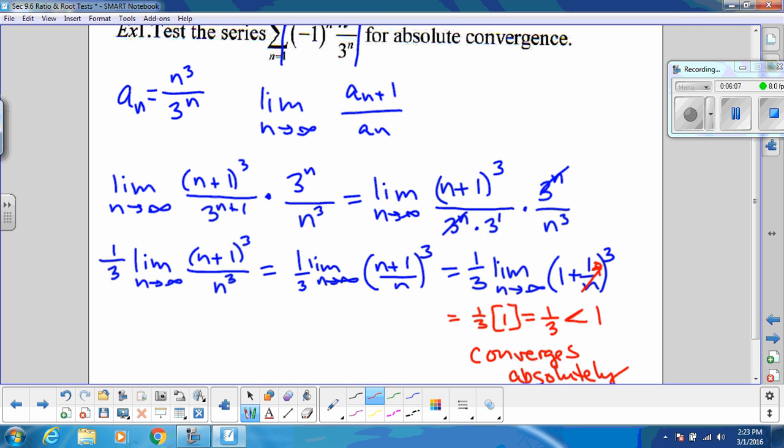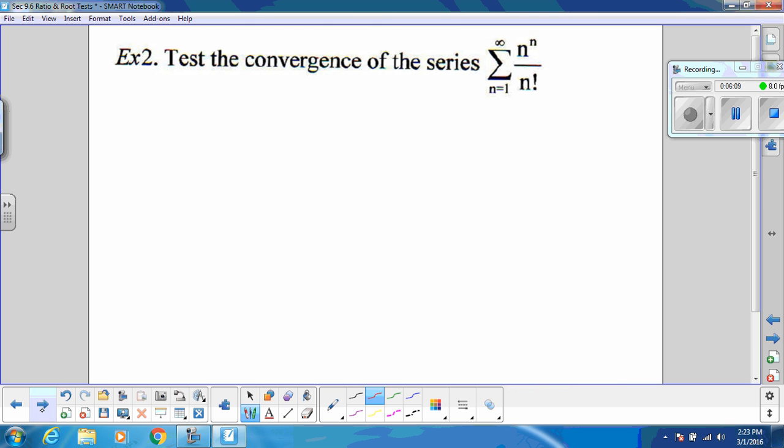Okay, so there we go. There's a ratio test. Let's do another one. Notice in this one we have some factorials. So again, this is a really good technique when you have factorials. So when you see powers and factorials, think, okay, I've got to do the ratio test.